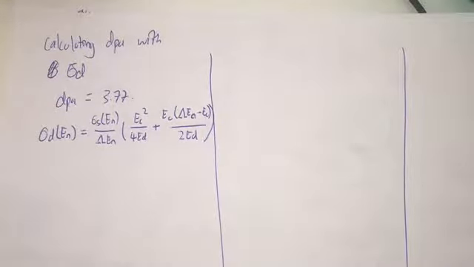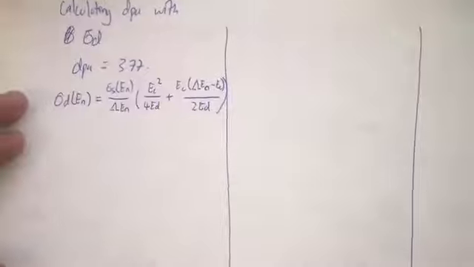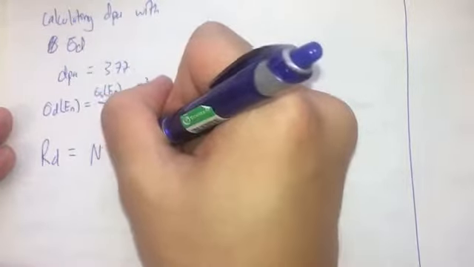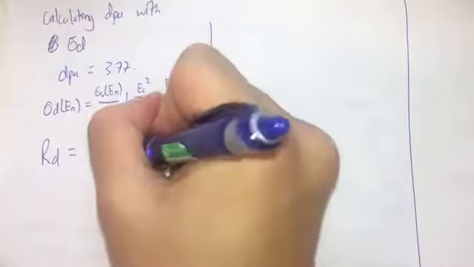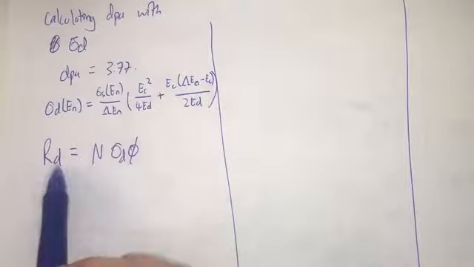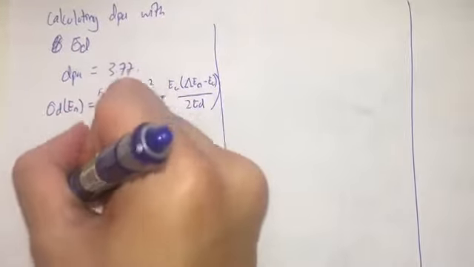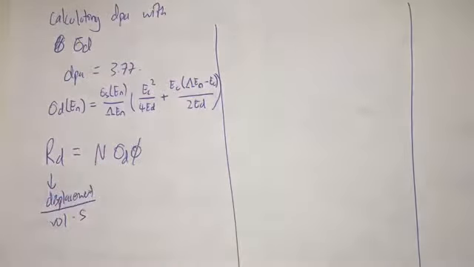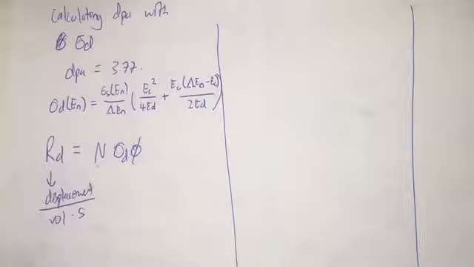So first thing, if we want to do something very formal, we'll need to look at the rate of interaction of displacement, and based on that, there is n sigma phi. So this is the displacement per unit volume per time, over volume times time. This is the atoms per volume. This is the cross section, and this is the neutron flux.